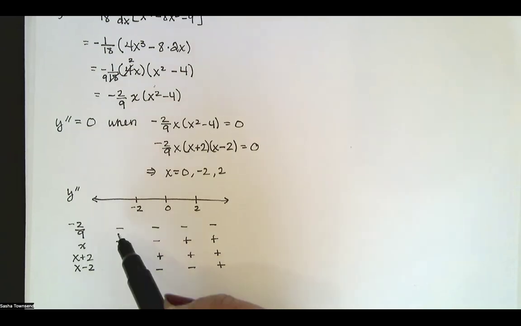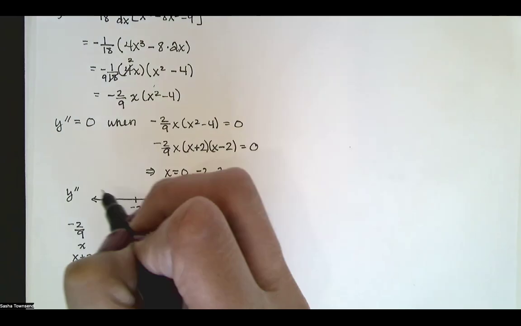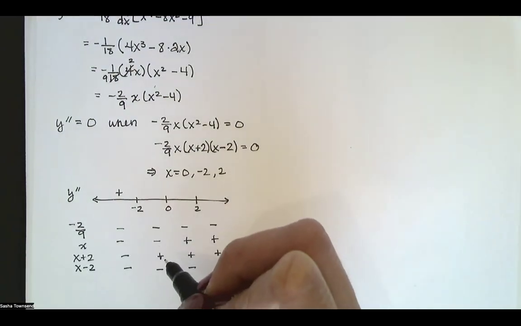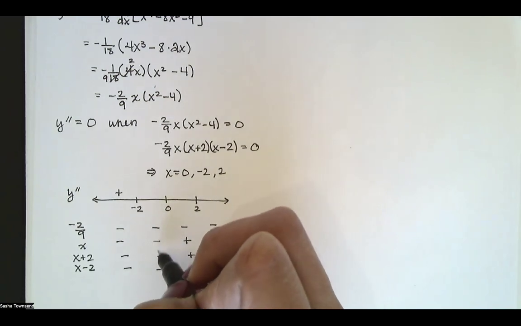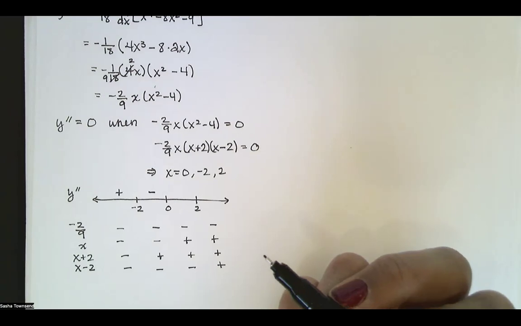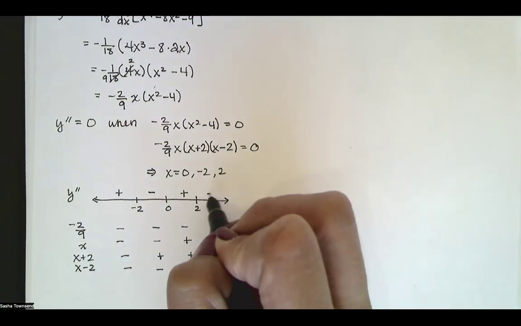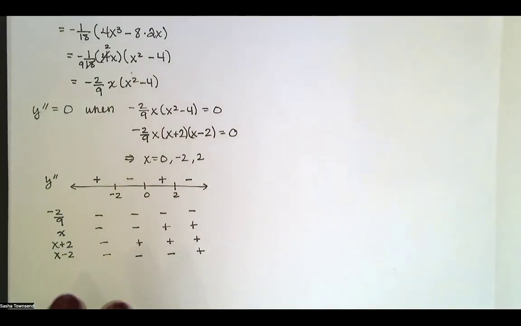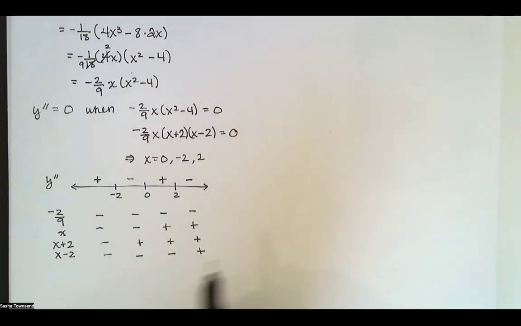Now, y double prime is the product of these. So it's a negative times a negative times a negative times a negative, which is positive. This is a negative times a negative, which is positive, and a positive times a negative, which is negative. So we're going to have the negatives canceling in pairs. We're still going to have one negative left. These two negatives cancel in pairs, so we're going to have a positive, and then we have a negative here. So this is a sign chart. It's interesting, though. This is for y double prime, not y prime. So this tells us where the graph is concave upward or concave downward.